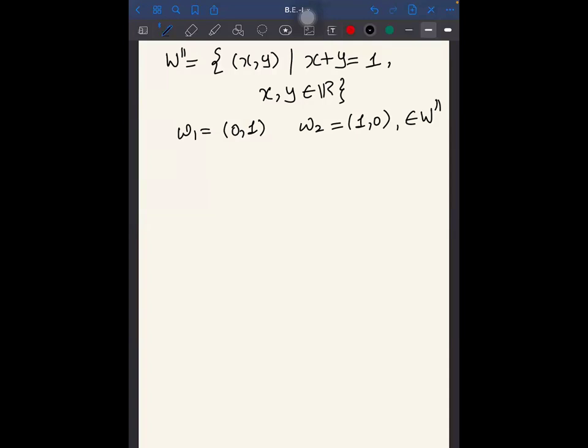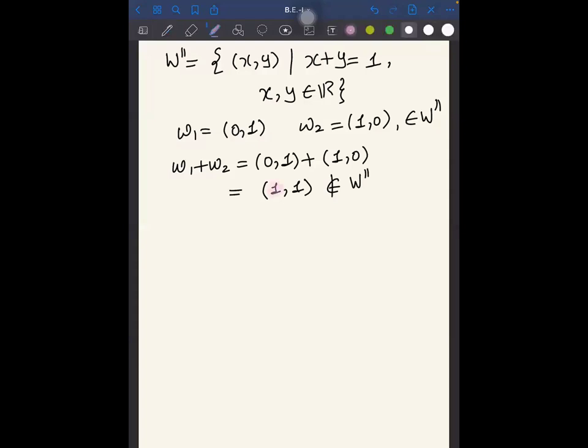But if you take W1 plus W2, see what will happen. (0, 1) plus (1, 0) means (1, 1). Now, does it belong to W double dash? The answer is no. Why is it so? Because now if you add the abscissa and the ordinate, it will come out to be 2, right? So now addition is not going to the W double dash. That means your W double dash is not a subspace.